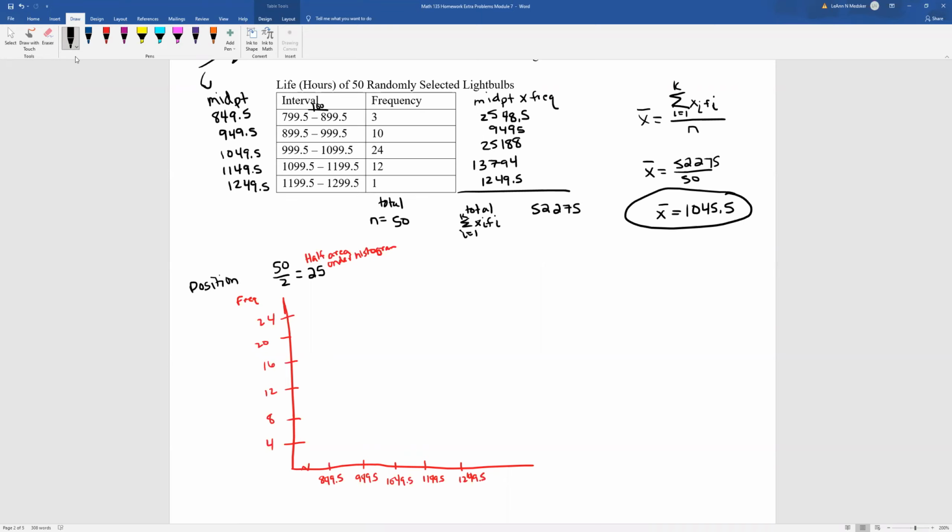If you think about it, if each of these has a width of 100 and we were to add all those up, that's actually 5,000. So this is 2,500. That is going to play in when we do our equation in a minute. So you do have to know the width of your interval. That is the base of each of your rectangles.